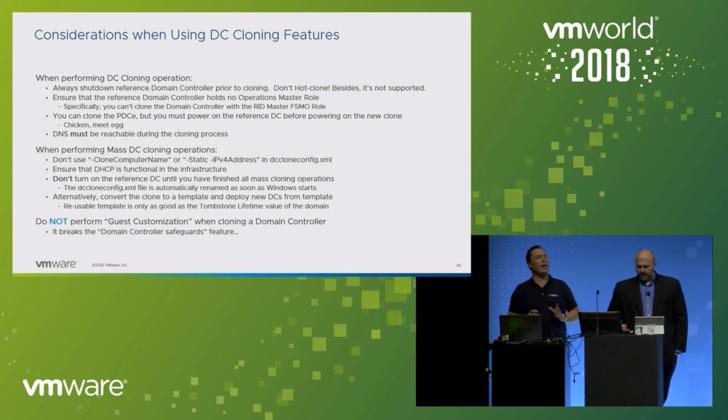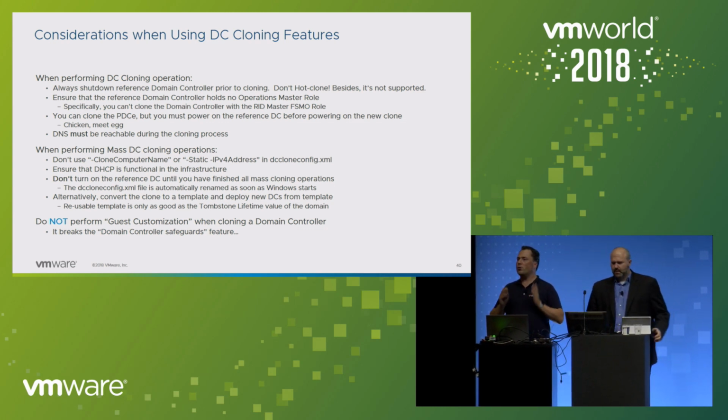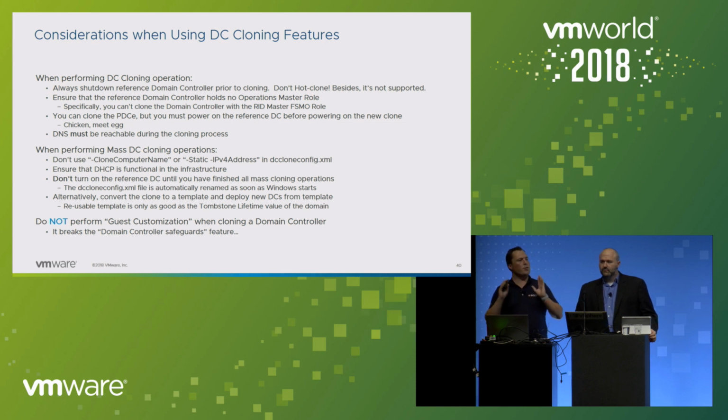So please always shut down the reference domain controller. You do not want a domain controller rebuilding indices or whatever. You can always just avoid that situation by shutting down the reference domain controller. Now do not clone the primary domain controller emulator or the RID pool master. They are both needed when you perform the clone operations.